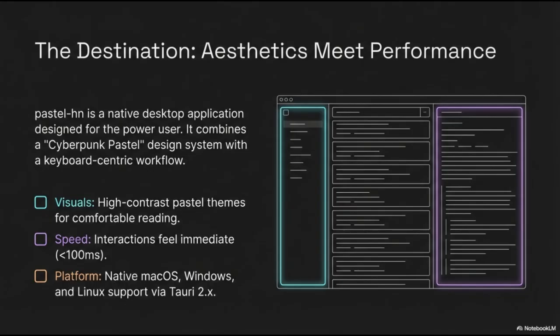First, for visuals, we utilize high-contrast pastel themes to ensure a comfortable and readable interface. Second, speed is paramount. We have engineered the application so that every interaction feels immediate, maintaining response times of less than 100 milliseconds. Finally, we provide native support for macOS, Windows, and Linux through the Tauri 2.x framework, ensuring a high-performance experience across all major platforms.